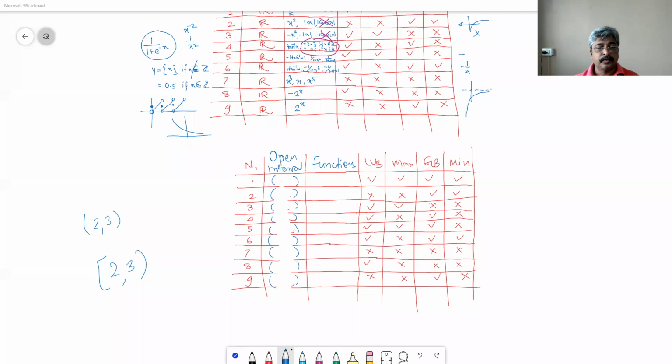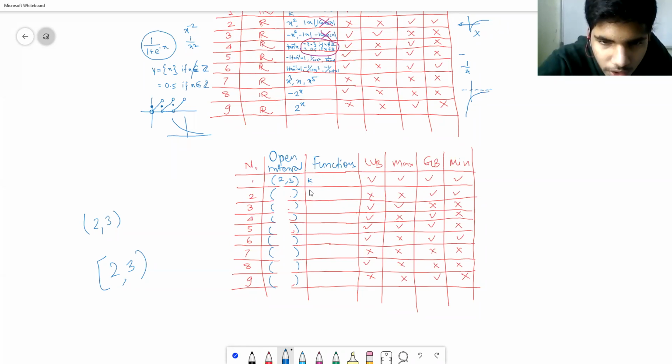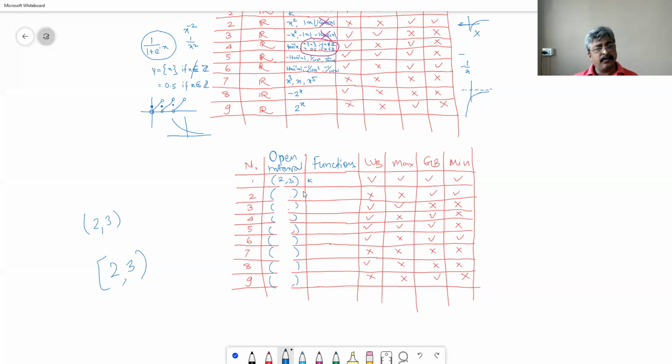Bolo. First one. Sir, constant function between 2 and 3, open interval 2 and 3, constant function k. Sir, cos x between any interval. Sin x, cos x, whose interval is a little bigger, so that they attain their minimum, maximum, etc. Similarly, I'll have to keep changing the domain.